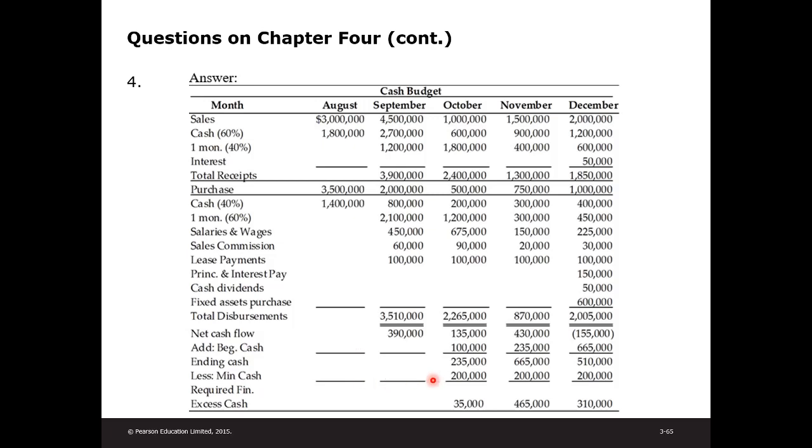Then we will subtract the minimum cash balance required by the firm to maintain its operations, which is $200,000 each month. So we will subtract 200,000 from 235 to come up with the excess cash we have here for October, which is 35,000, and excess cash in November and December. So for the forecasted 3 months, we have excess cash all over the period. And this excess cash we can invest in marketable securities in order to gain income on it.